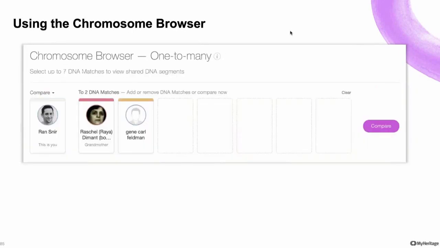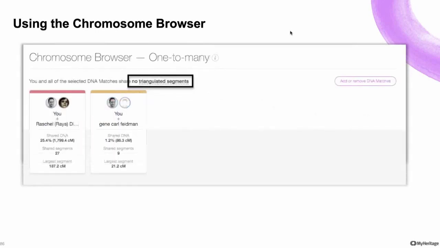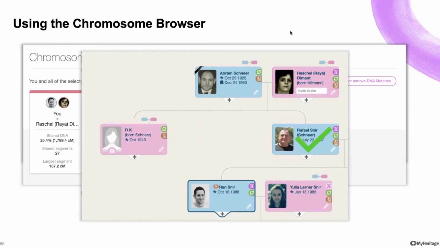So now I'm going up the tree, and since I was lucky enough to test my grandma, my father's mother, I'm trying to see whether I have a triangulated segment with grandma and Gene. I compare, and unfortunately there are no triangulated segments. So for now, I'm going to assume that Gene is not related to me through grandma, and he's related to me through grandpa. And now what I need to do is try and take cousins of my grandpa, since he passed away, and try to see if they triangulate with him.